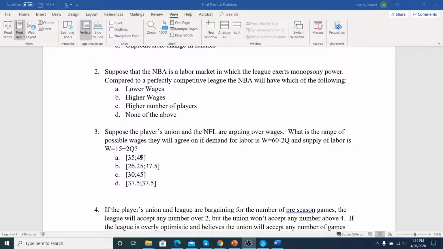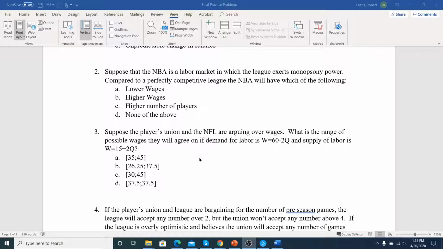homework number 3, where you're thinking about you've got monopoly and monopsony power. And so here, suppose the players union and the NFL are arguing over wages. What is the range of possible wages they will agree to if demand is this and supply is this? Well, first of all, I probably should elaborate on this. Given some of the things we've talked about, we could probably assume this, but these are just practice problems.